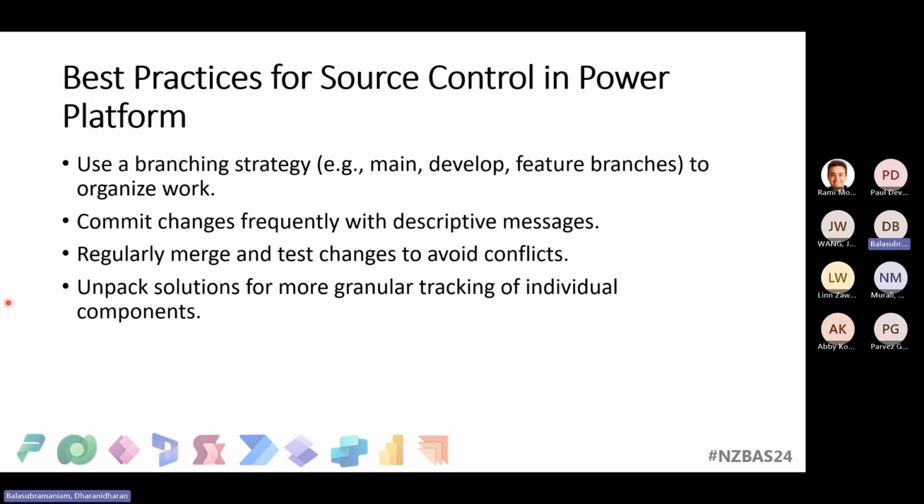Now let's talk about some of the best practices for using source control effectively in the Power Platform. First and foremost, we need to adopt a branching strategy that works for our team. A common strategy includes a main branch for production, a develop branch for in-progress work, and a feature branch for the individual task.